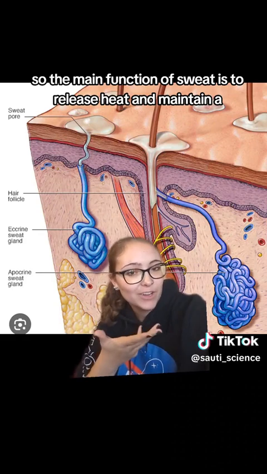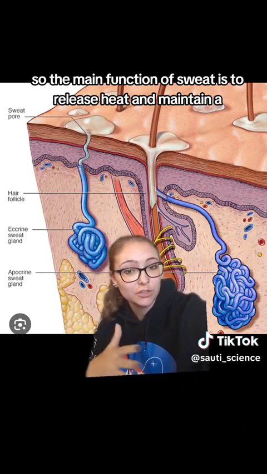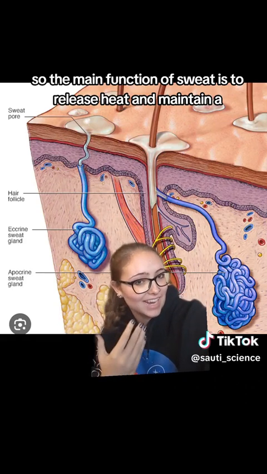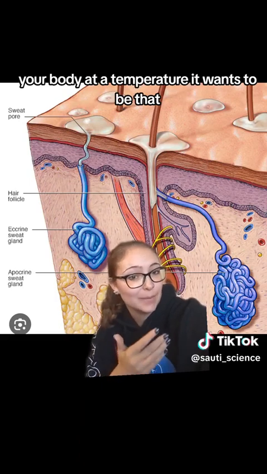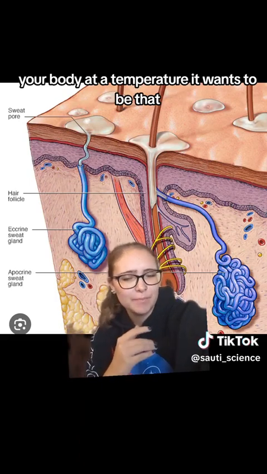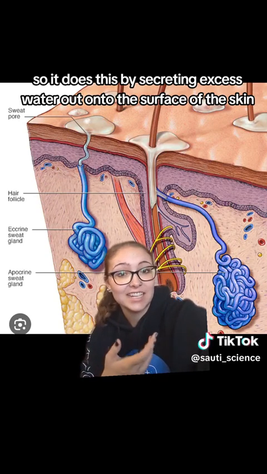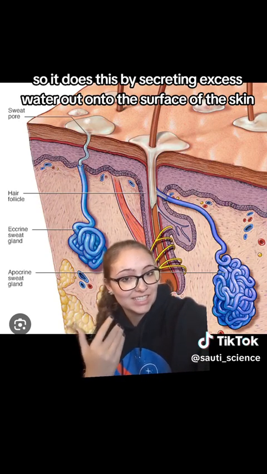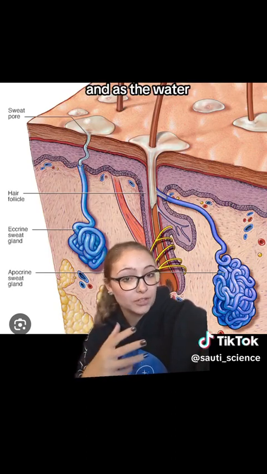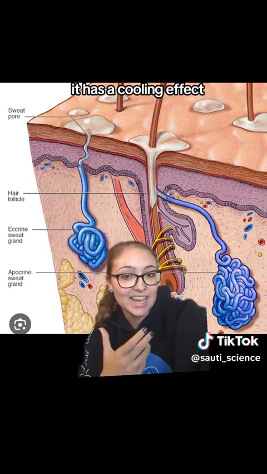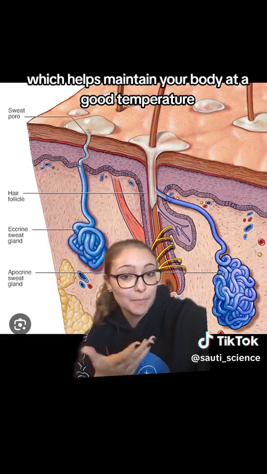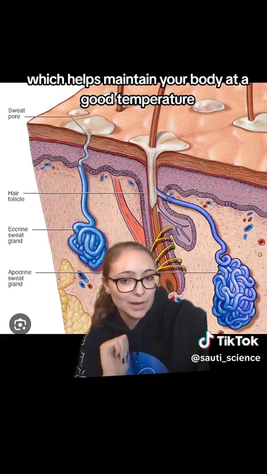So the main function of sweat is to release heat and maintain your body at a temperature it wants to be at. So it does this by secreting excess water out onto the surface of the skin, and as the water evaporates, it has a cooling effect, which helps maintain your body at a good temperature.